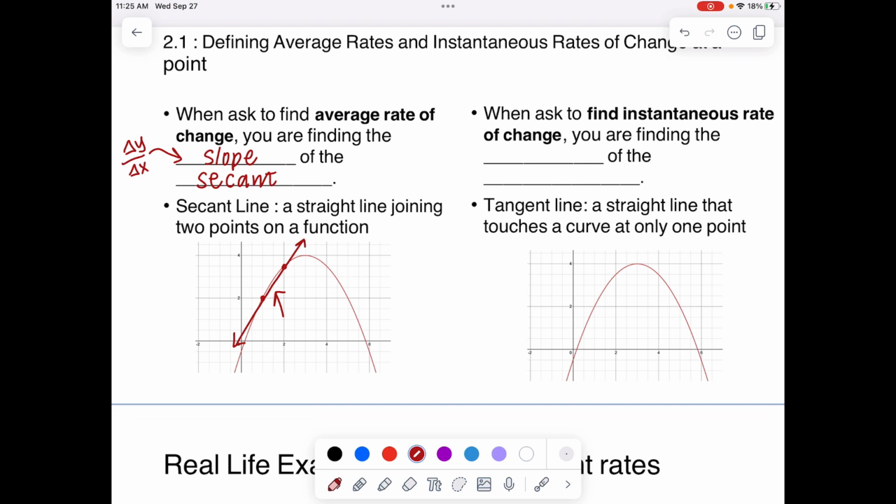Instantaneous rate of change graphically is you're finding the slope, but you're finding the slope of the tangent line. The tangent line is a straight line that touches a curve at only 1 point. So for example, right here, if I were to find the instantaneous rate of change at 1, I'd be finding the slope of this tangent line right here, but I'm only hitting 1 point of my curve.